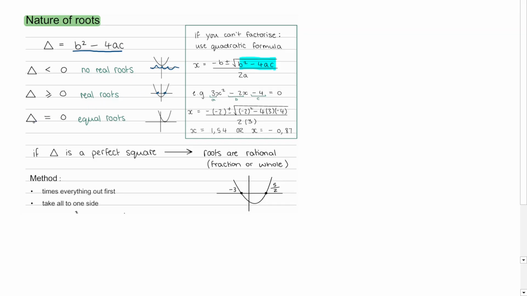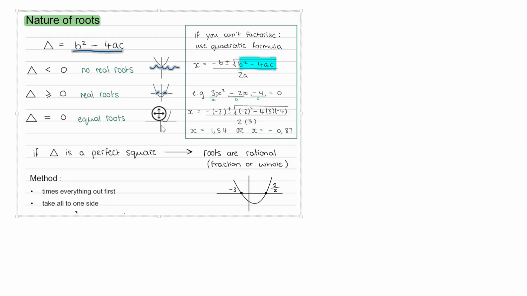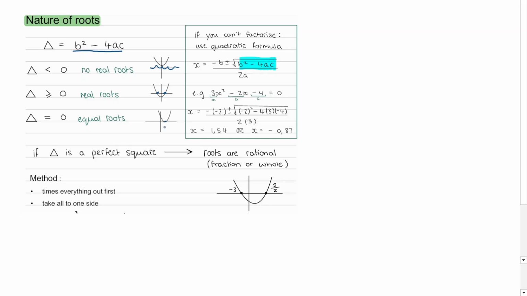If very specifically the discriminant equals 0, then we say they're equal roots, which just means the roots, the x-intercepts would be the same. So it will be the exact same number. So it's almost like it happens once in a sense.